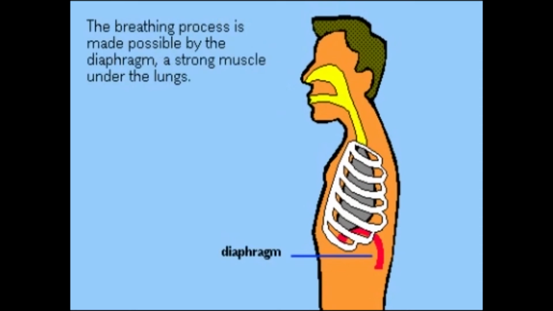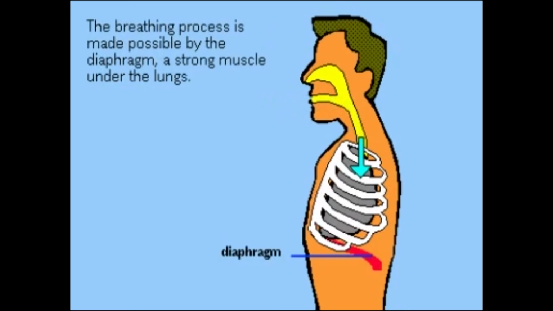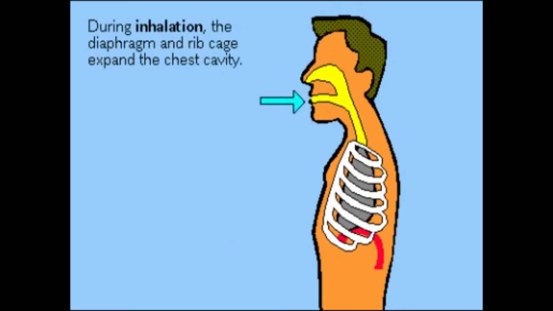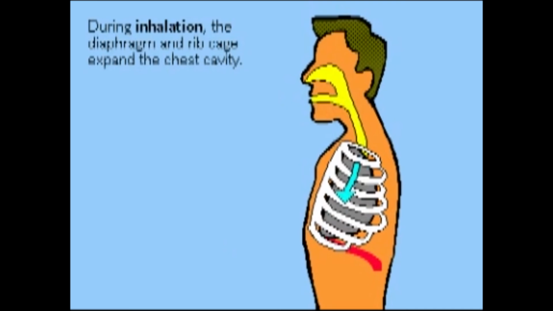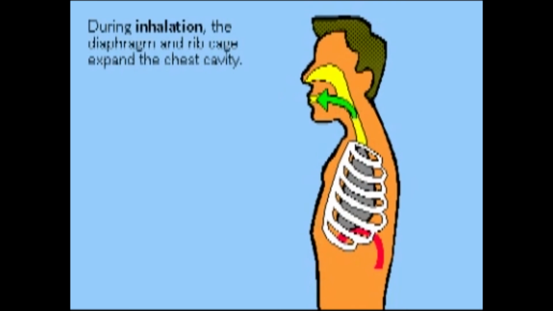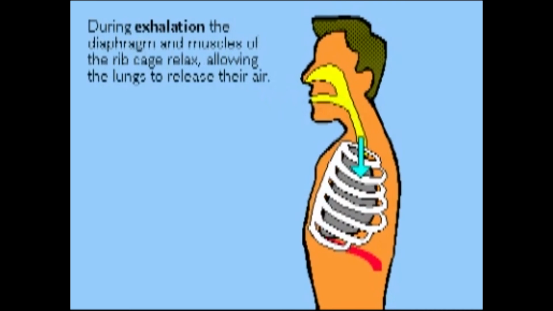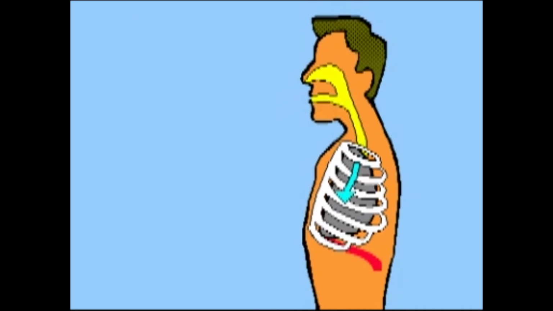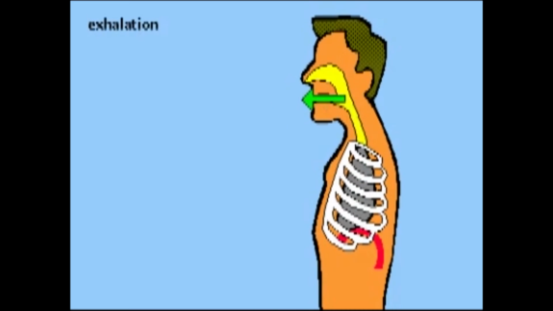Breathing is accomplished with the diaphragm, a strong muscle under the lungs. During inhalation, the diaphragm and rib cage expand the chest cavity, causing the lungs to suck in air with fresh oxygen. During exhalation, the diaphragm relaxes, compressing the lungs to force out the air with waste carbon dioxide.